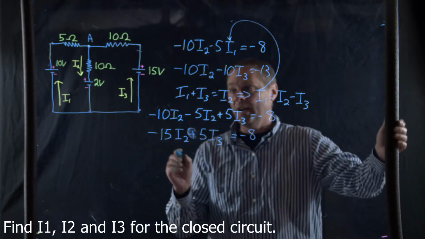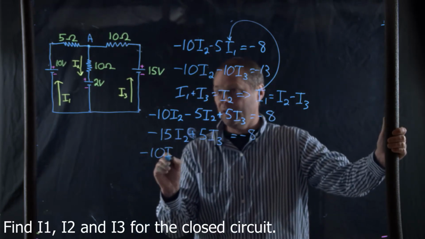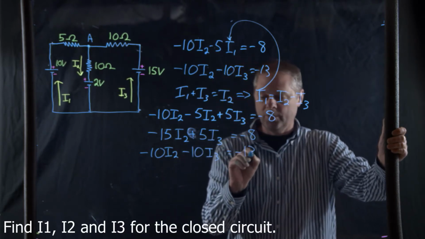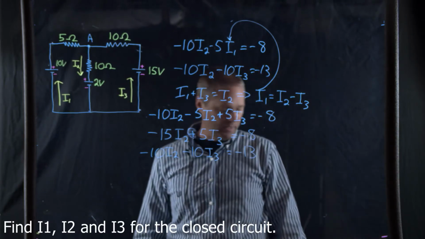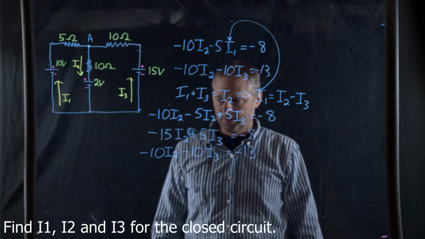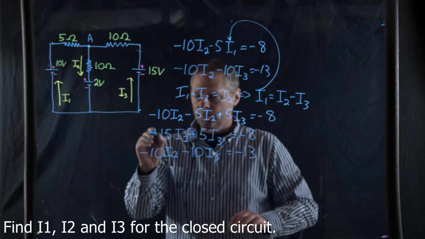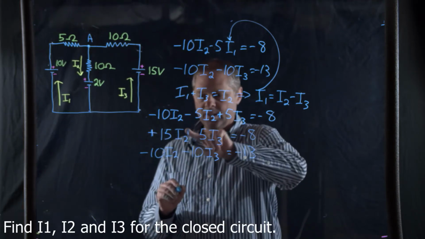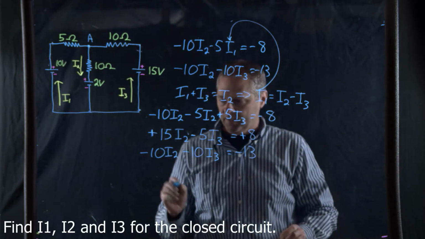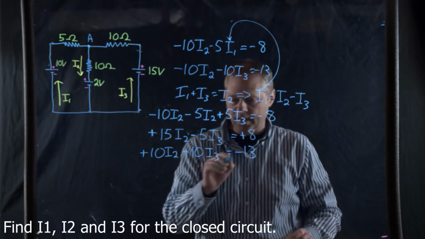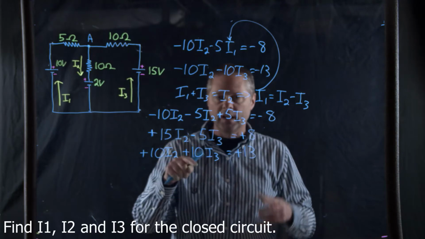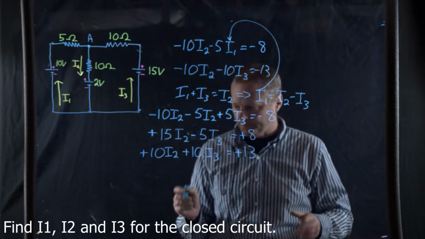Now we can bring that one down. So we have minus 10I2 minus 10I3 is equal to negative 13. Now let's see, what can we do here? I'm going to make all of these positive. You'll see why I'm doing this real soon, because if I hadn't done it that way, I would have gotten a negative current, and we can't really have a negative current.